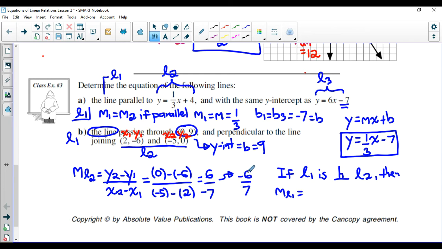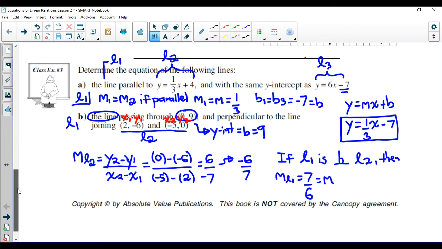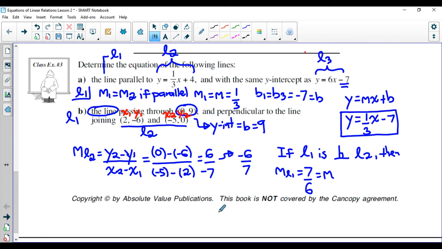So I'm going to take the negative reciprocal of -6/7. So that's going to turn the negative to a positive, and it's going to flip the slope to 7/6. Okay, so if the slope of line 2 is -6/7, then the slope of line 1 would be the negative reciprocal, which is 7/6. And that's going to be equal to the slope value m I'm going to write for my equation.